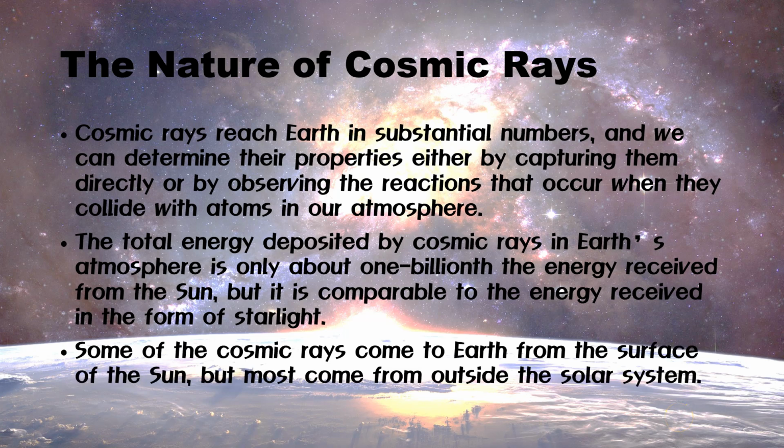Now, some of the cosmic rays come to the Earth from the surface of the sun itself, but actually most of the cosmic rays we receive are coming from outside of our very own solar system. And again, remember, these are traveling at about 90% the speed of light, so they are moving pretty quickly.